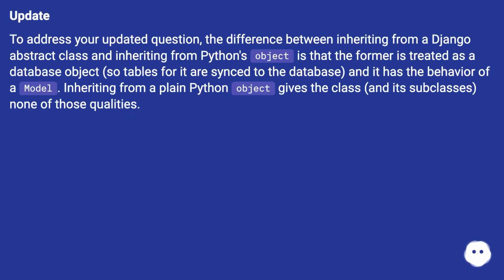Update. To address your updated question, the difference between inheriting from a Django abstract class and inheriting from Python's object is that the former is treated as a database object, so tables for it are synced to the database, and it has the behavior of a model. Inheriting from a plain Python object gives the class, and its subclasses, none of those qualities.